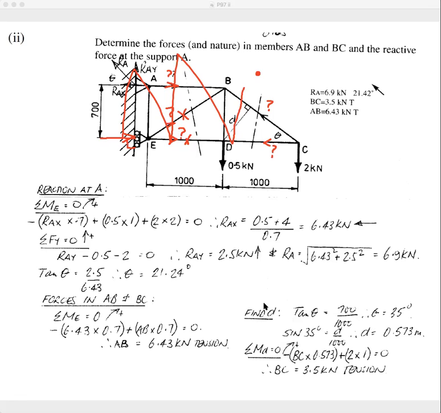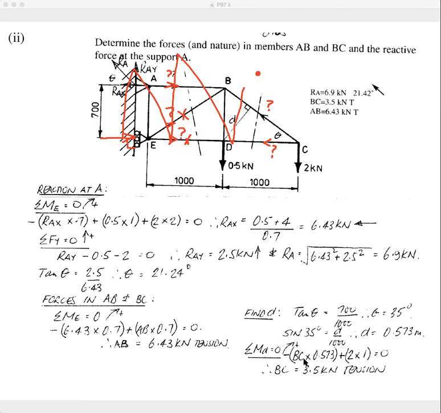So, sum of the moments about D equals 0. So we've got minus BC times 0.573, which is that distance there. And we've got this force here. We don't worry about that force. We don't worry about anything over here. But remember, you can still take moments about anywhere to find the forces. But the idea is to take moments about a point that will eliminate the unknown forces. And in this case, it's D here.